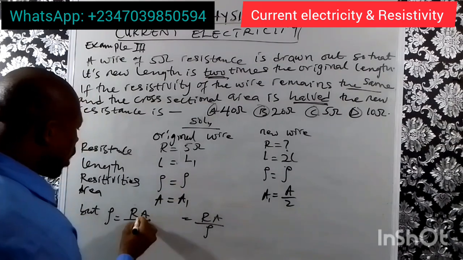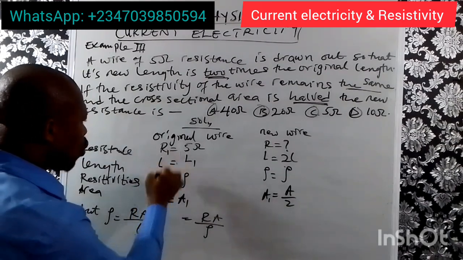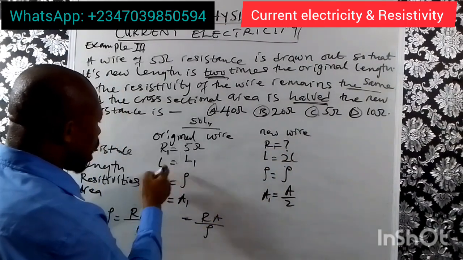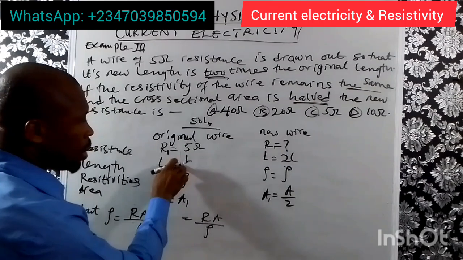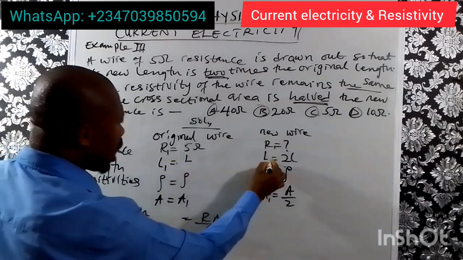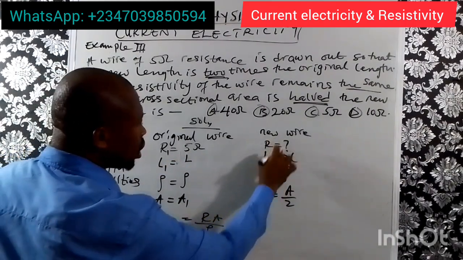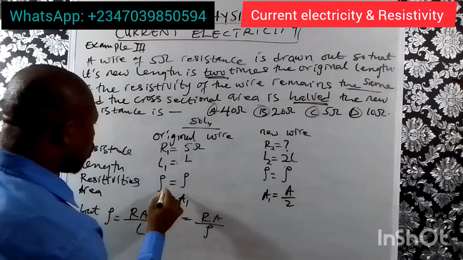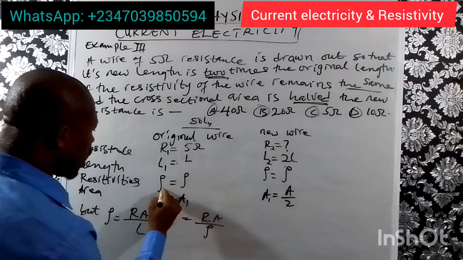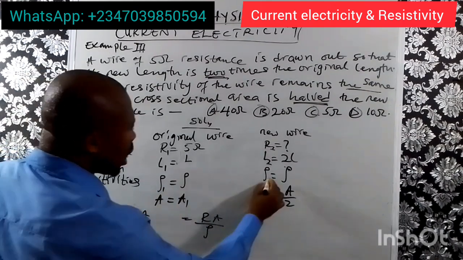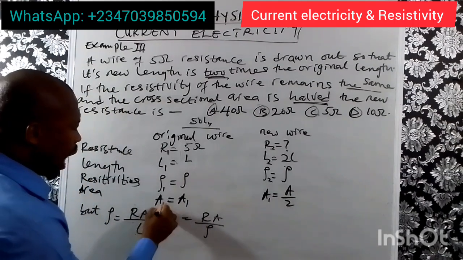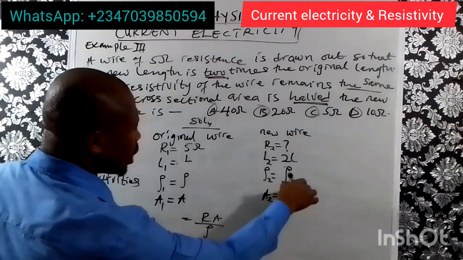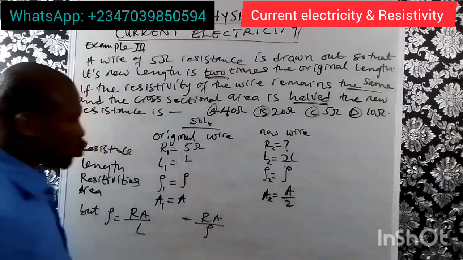Now we have R1 here, and L1 here is L. Now this one we can call L2, which is the second length. Here is the second resistance. Resistivity 1 here, and this one is resistivity 2. A1 here is A, while A2 here is A over 2.